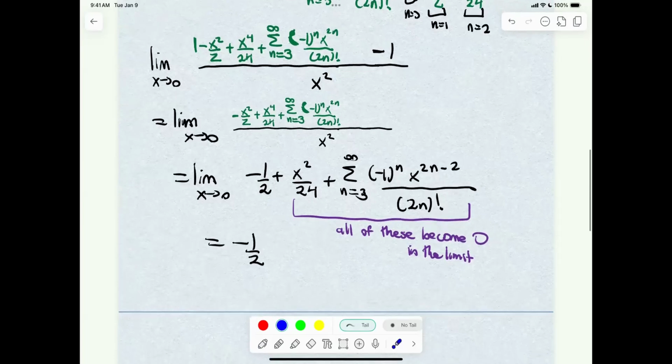So, let's start here because, okay, this x squared with this x squared, that just gives you the -1/2, right? This x to the 4 with this x squared gives you x squared, right? But then x to the 2n divided by x squared, right? Is x to the 2n minus 2.